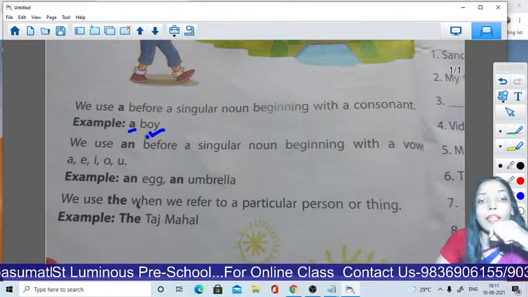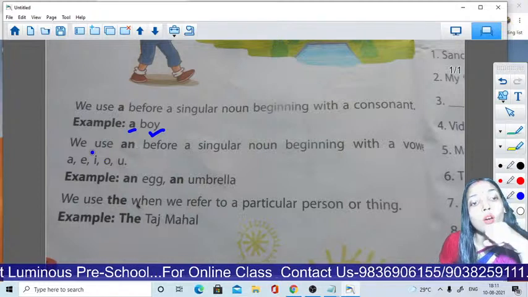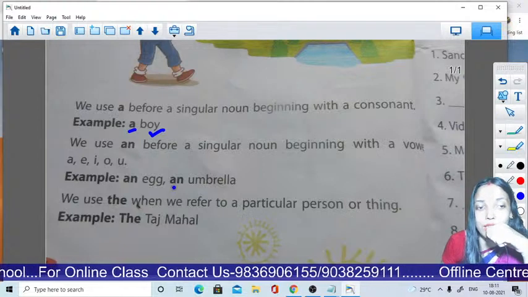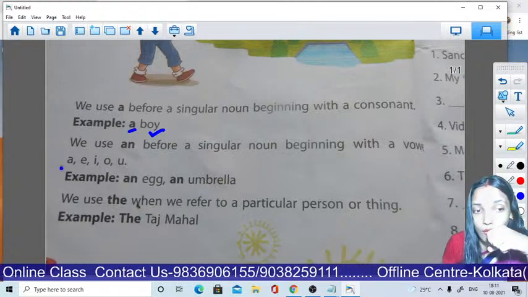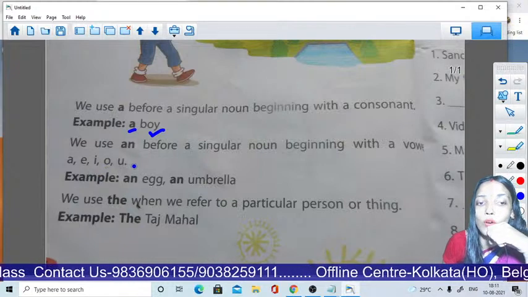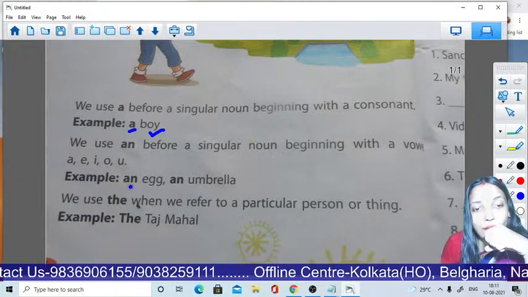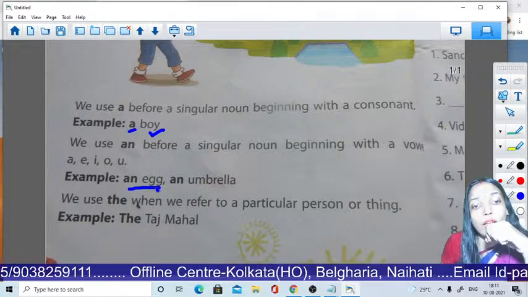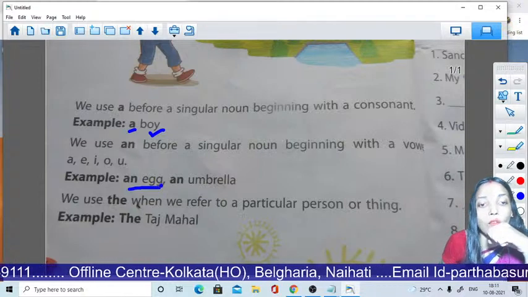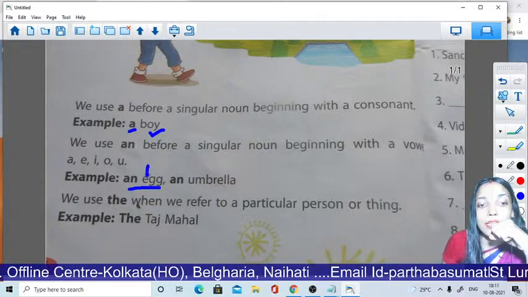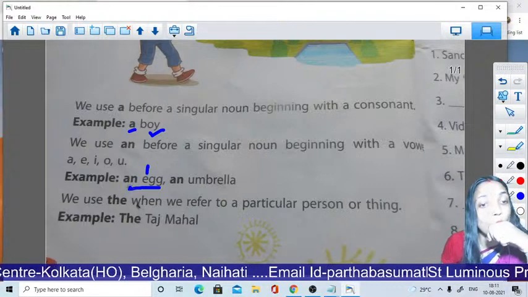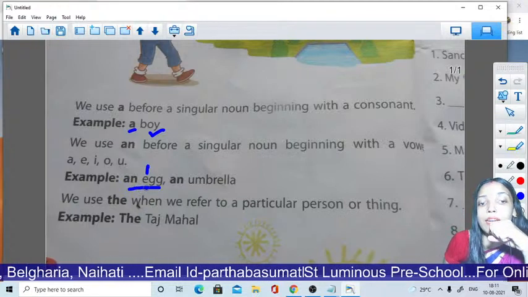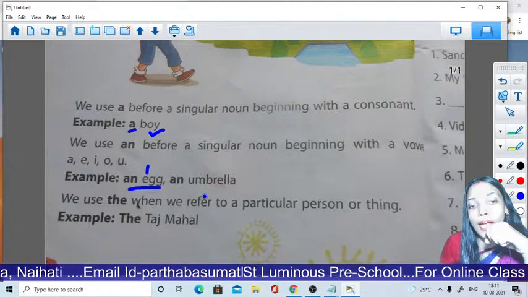For example, a boy. Okay, now we use an before a singular noun beginning with a vowel. We all know we have 5 vowels: A, E, I, O, U. And for example, an egg. Here, egg is singular noun and the beginning letter of egg is E. E is vowel. So, we have to write here an, not a. Okay, clear?